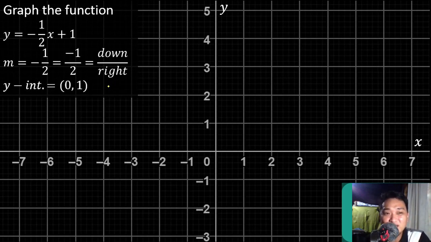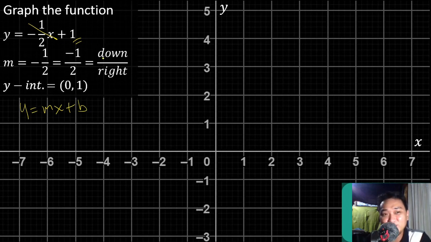Yung y-intercept naman natin, immediately we could tell by just assuming that x is 0 here times negative 1/2. So we'll just ignore this and we will focus here, the value of b. The value of b for y is equivalent to mx plus b. The value of b, that is the ordinate of the y-intercept. So it tells us that our y-intercept is at 0, 1. Pag y-intercept, laging 0 sa x. Di ba po?